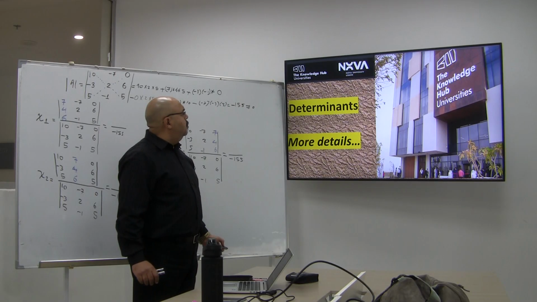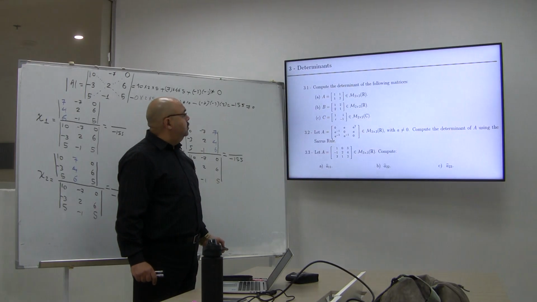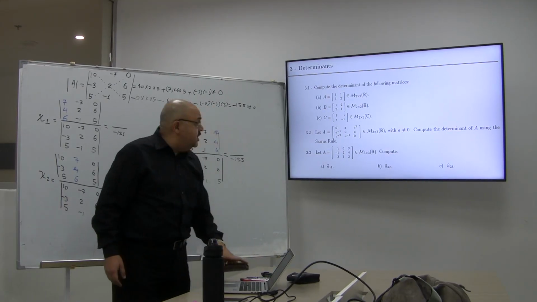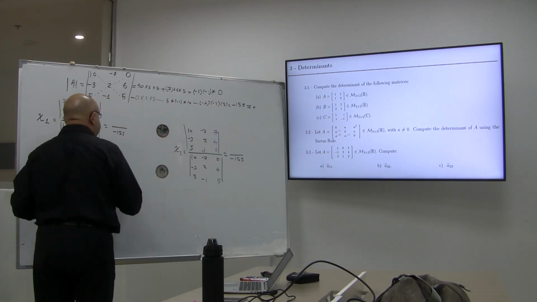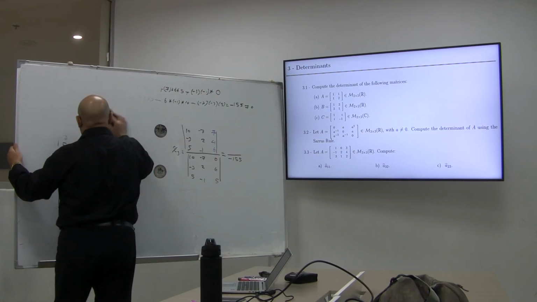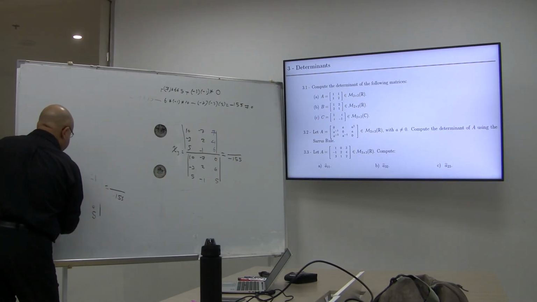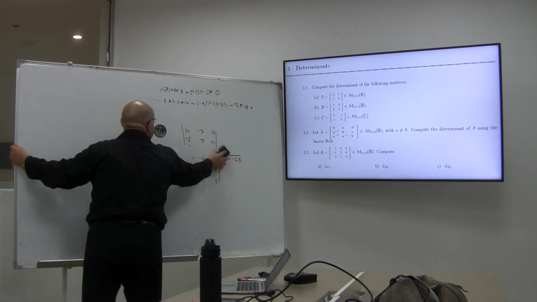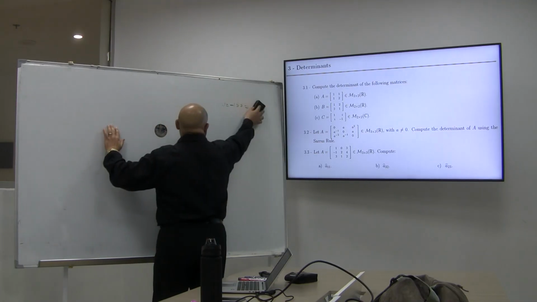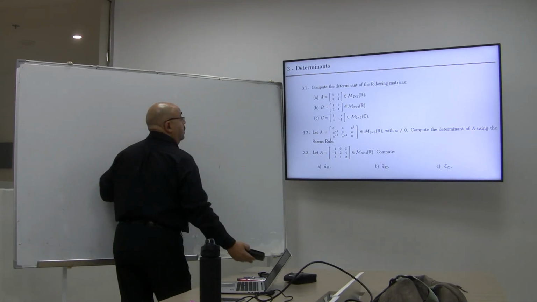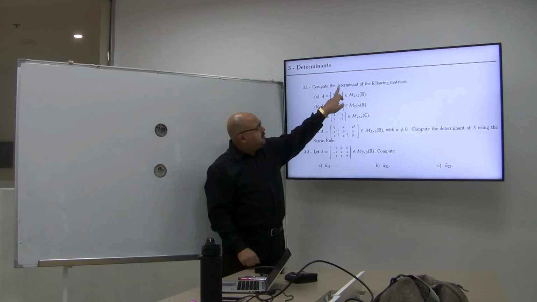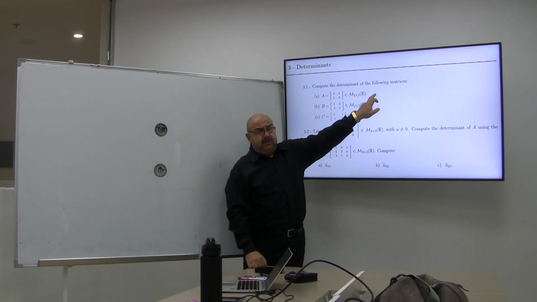I want to go through some problems on determinants with you. Those are some problems from the exercise book. They are really very simple. He is asking you about the minors of some of the elements, as we will see next lecture. It's very, very simple. So he wants you to compute the determinant of the following matrices.